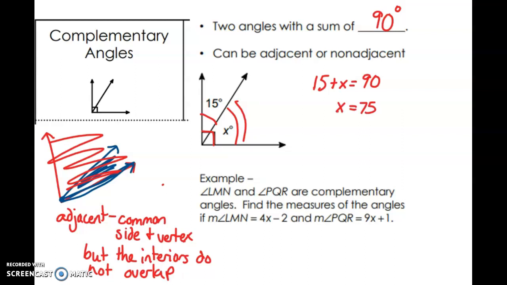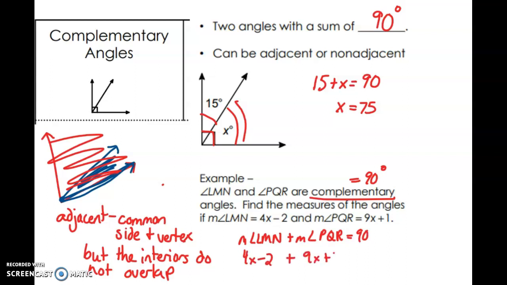So let's look at this example. It says angle LMN and angle PQR are complementary. So anytime you see complementary, that's a key word saying, hey, those equal 90. So that means I know that the measure of LMN plus the measure of angle PQR equals 90. Now they also tell us that LMN is 4x minus 2 and PQR is 9x plus 1. And so we can substitute those in and know that they equal 90.